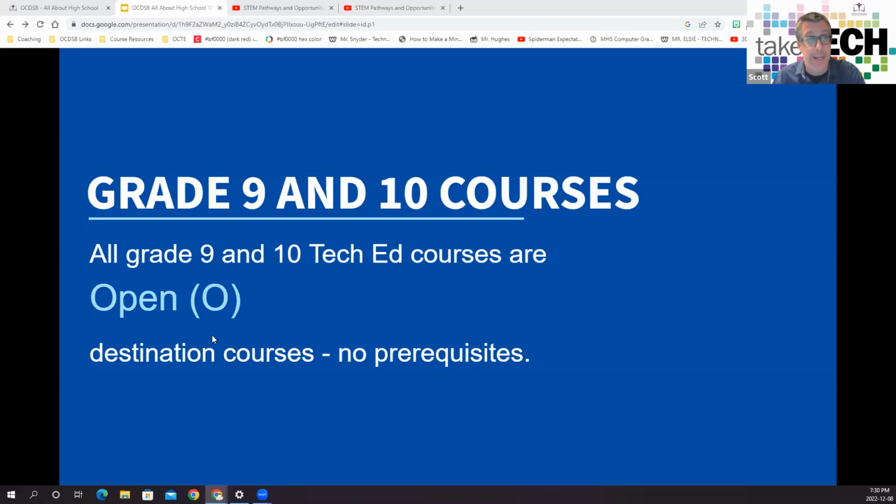And at our grade 9, 10 levels, this is really good because students get to experience and try out trades and technology courses that maybe they're just interested in. They're not 100% sure if it's going to be part of their pathway. So this is great. It's open. Any student can enter it. Absolutely zero prerequisites needed for that.